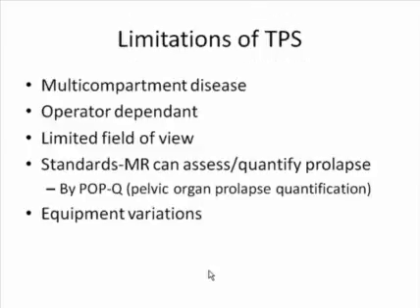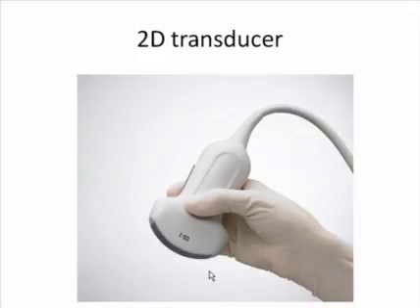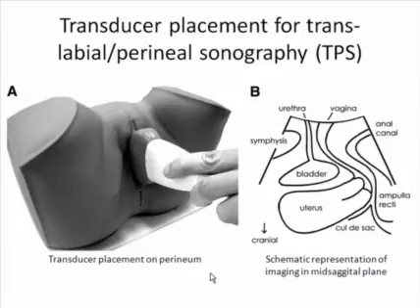The limitations, well, multi-compartment disease is difficult to really conceptualize when you see all of the structures. Operator dependence of ultrasound is clearly known. Limited field of view. There's not really standards yet for prolapse, but there probably will be, and equipment variations. I would recommend that people start using a curvilinear in the sagittal plane, because that really makes sense when you first start out and are looking at the dynamic aspects.